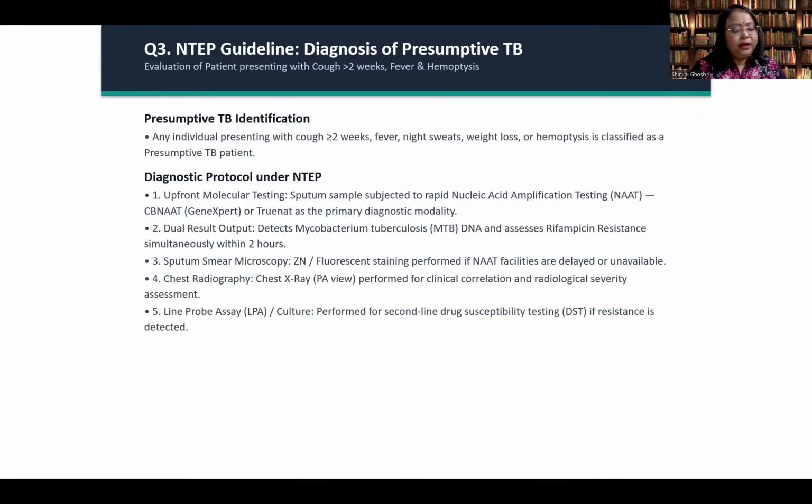Now, coming to the next question, that is NTEP. So, in NTEP, there are many newer initiatives.